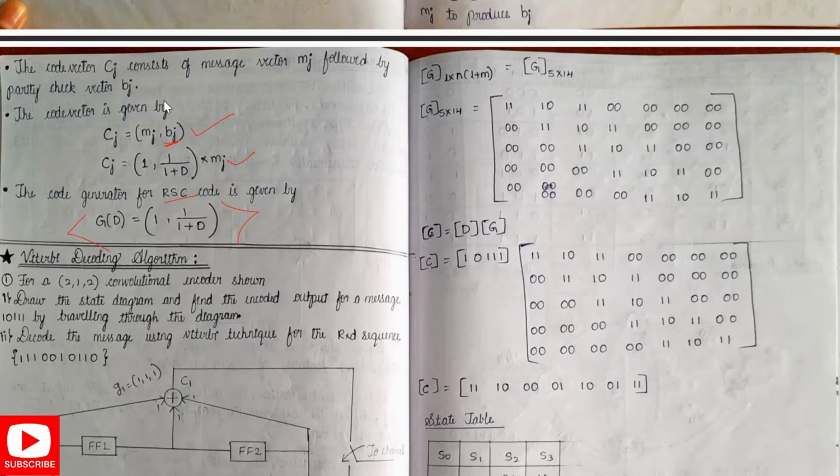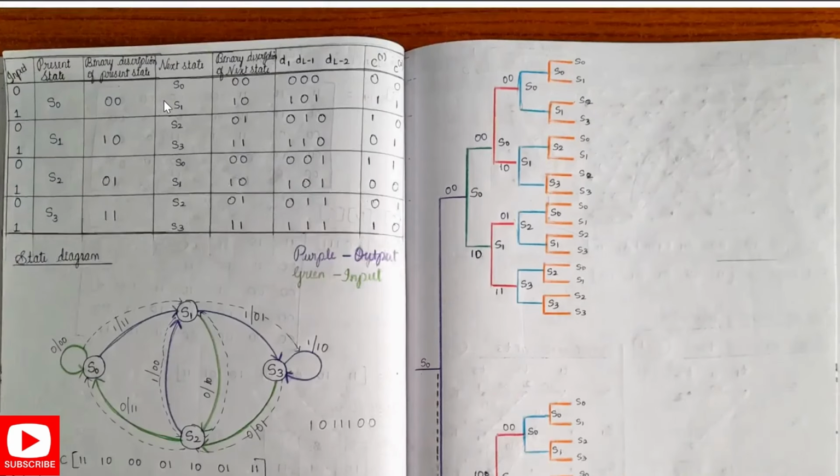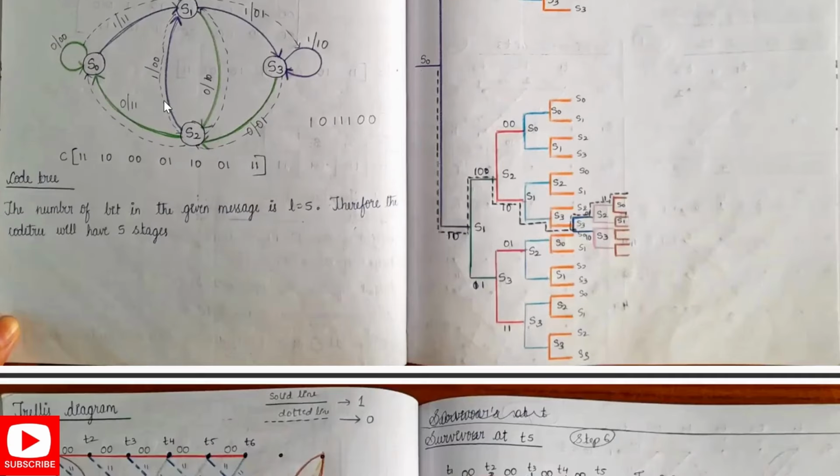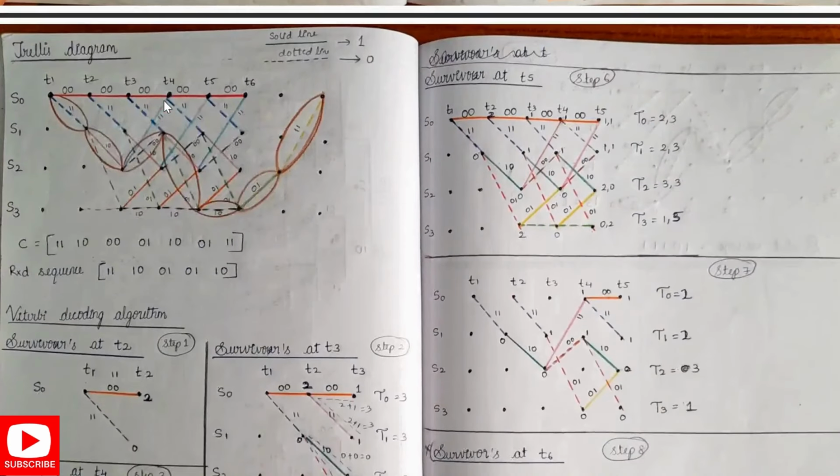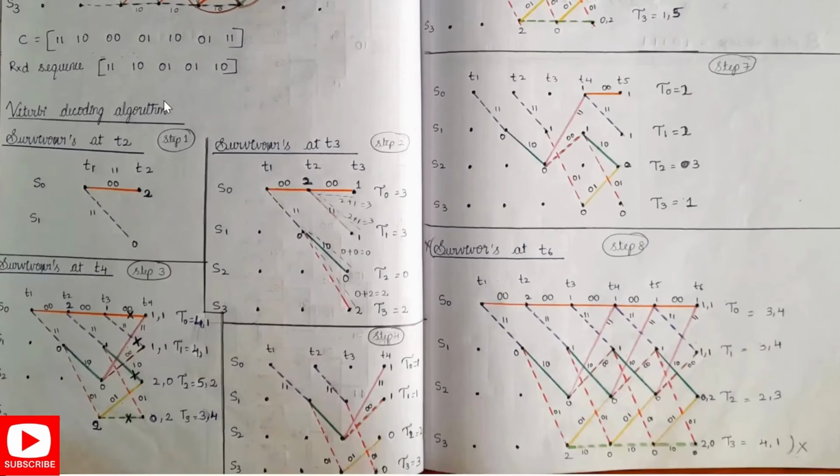Next comes the Viterbi algorithm, that is the decoding algorithm. Here, as usual, as we did for all the problems, find out G, then C is equal to D into G, find out C, state table, state transition table, state diagram, code tree, and then Trellis diagram, and finally comes the decoding algorithm.